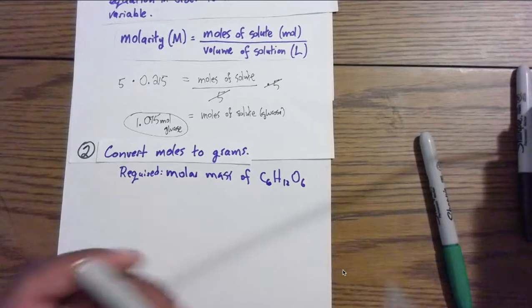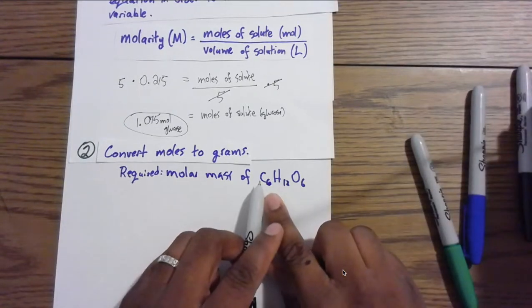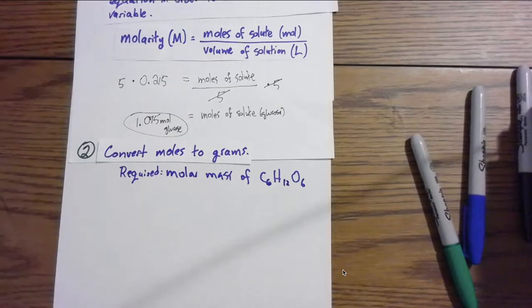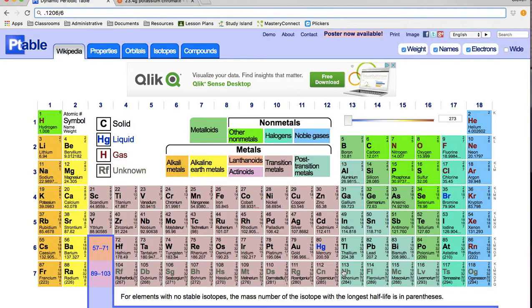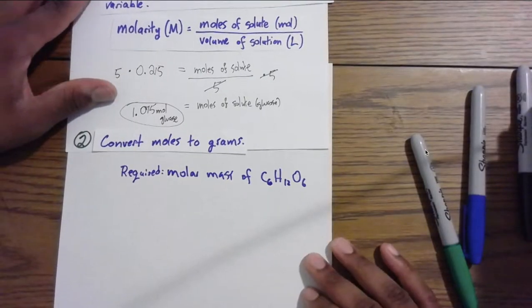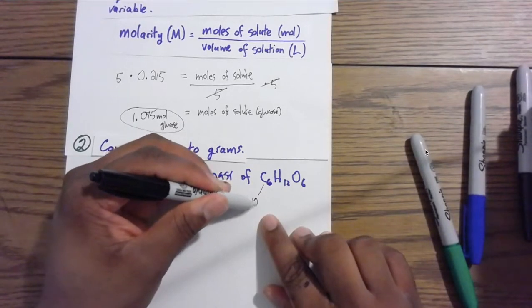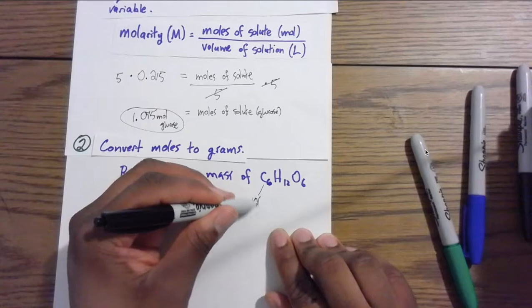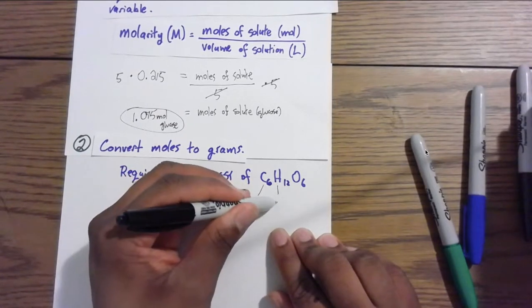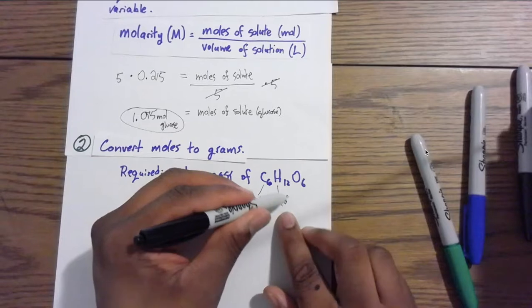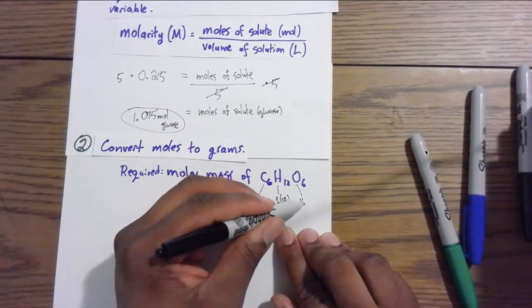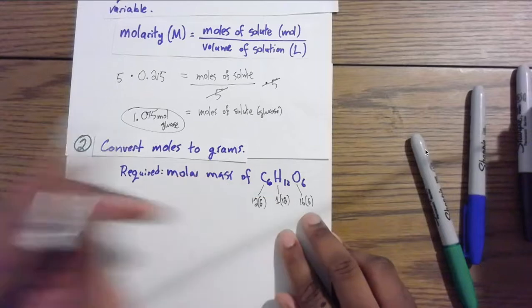Let's find that molar mass by finding the molar mass of each of these elements using our trusty periodic table. The molar mass of carbon is 12, hydrogen is 1, and oxygen is 16. Carbon is 12, but we have 6 of them, so we multiply that by 6. Hydrogen is 1, multiplied by 12, since there are 12 of them. Oxygen is 16, multiplied by 6 of them.